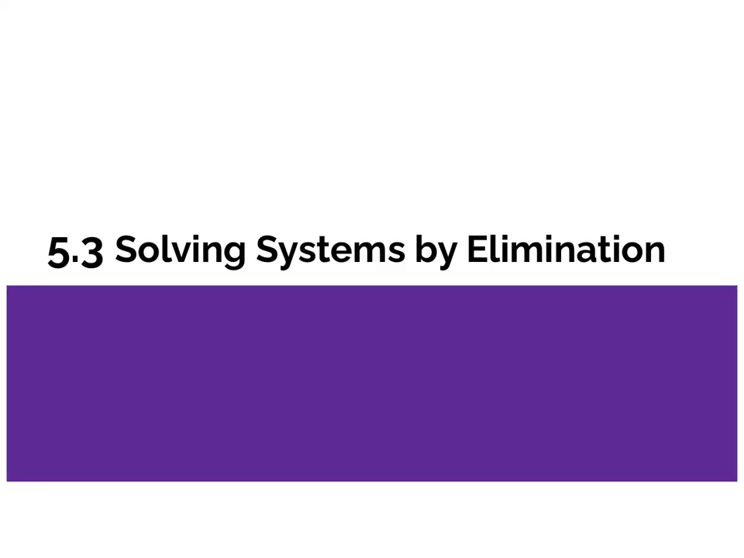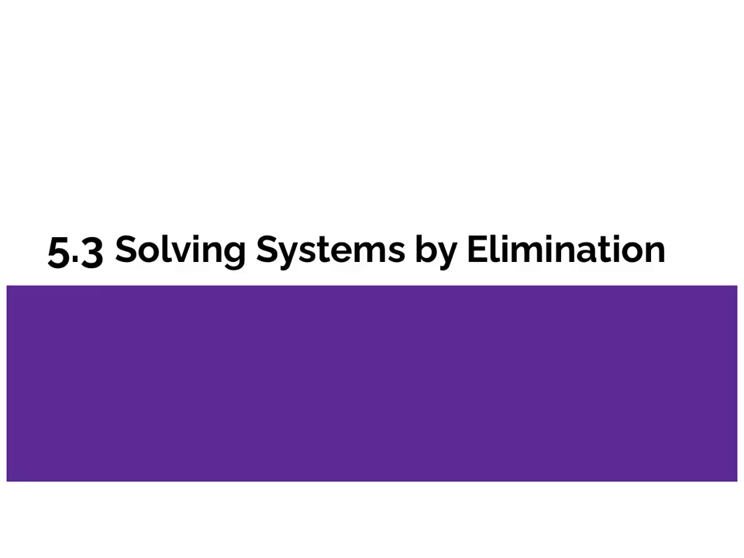All right, folks, 5.3, we're going to talk about solving systems of equations by elimination. Elimination means we're going to eliminate or cancel a variable out. So we looked at graphing in part one, graphing the lines, figuring out where they intersect, substitution by plugging in things, replacing things, and now we're going to talk about elimination.